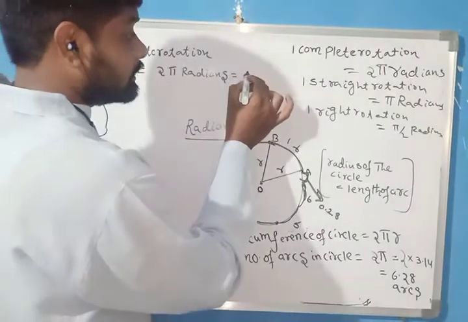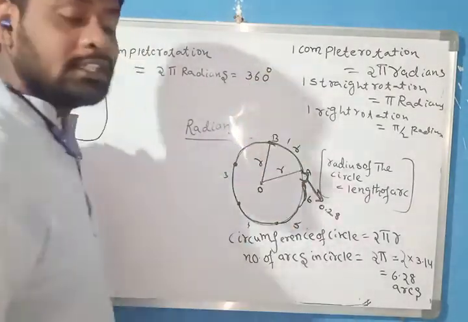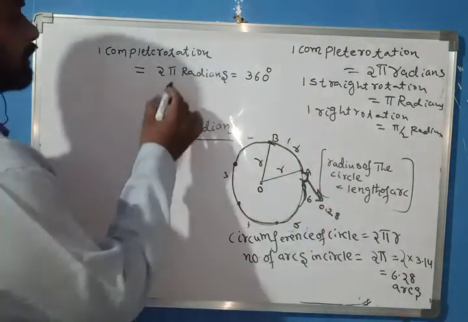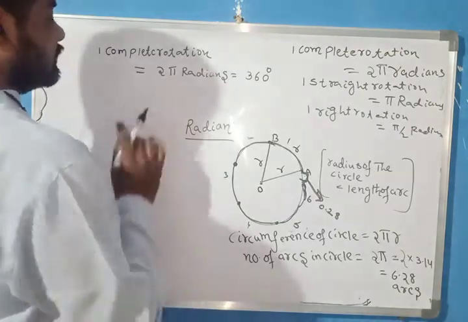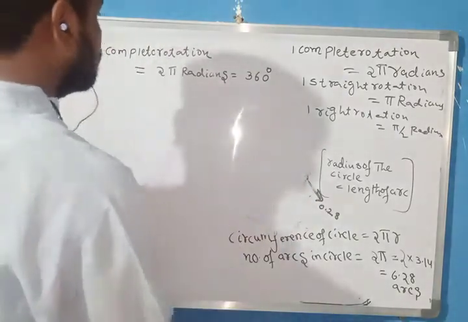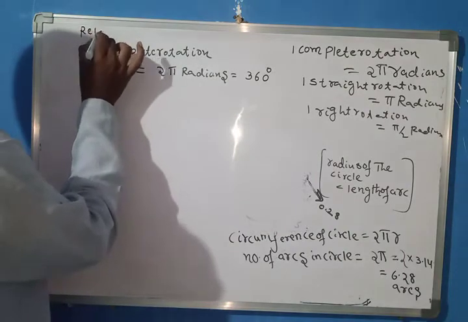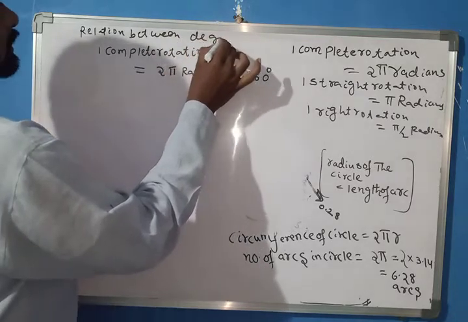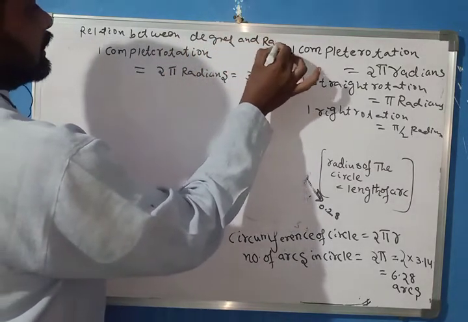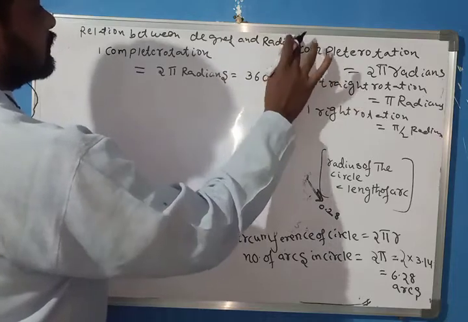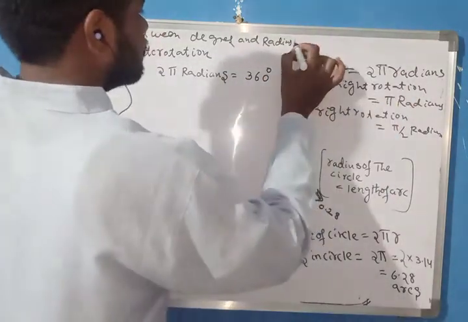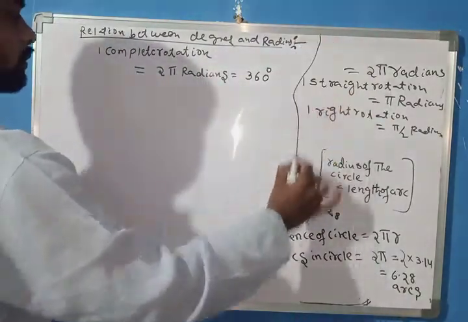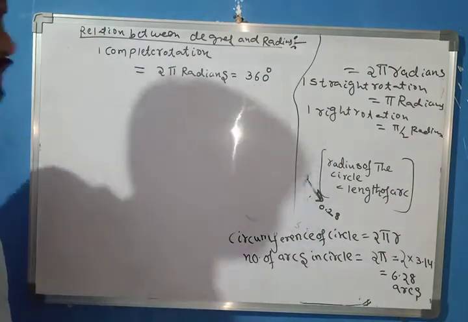In degrees, how much? In the sexagesimal system it is 360 degrees, and in radians it is 2 pi radians. After that, 2 pi radians equals 360 degrees. This is the relation between degrees and radians. Please see this concept. One complete rotation equals 2 pi radians, which equals 360 degrees.